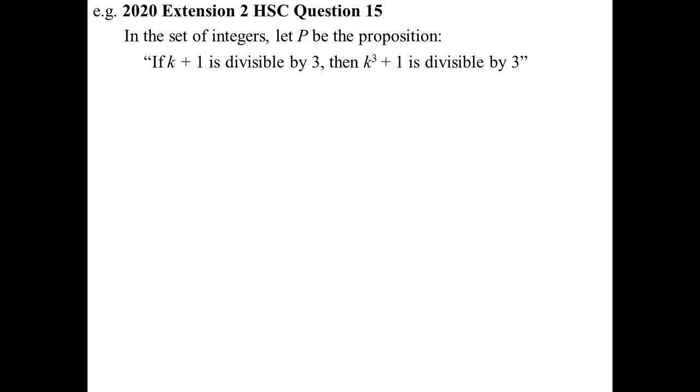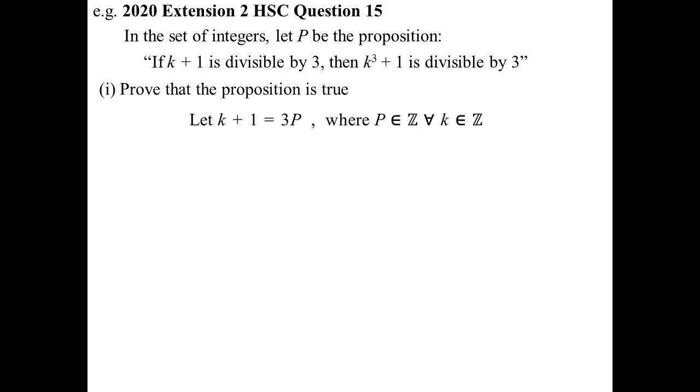In a set of integers, P is going to be the proposition: if k plus 1 is divisible by 3, then k cubed plus 1 is divisible by 3. It then said, prove that proposition is true. So I just did a direct proof myself. I'll let k plus 1 equal 3p. They've told me it's divisible by 3, so I'm going to say it's 3p, where p is some integer. For all k, they're also going to be integers. K is going to be integers as well.